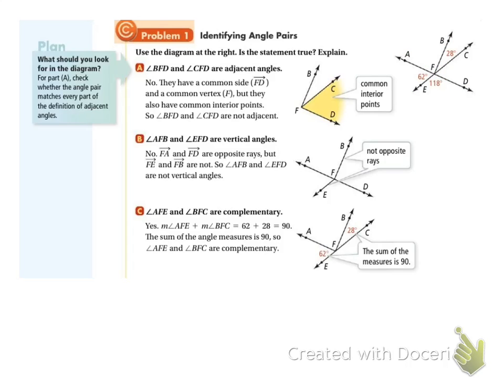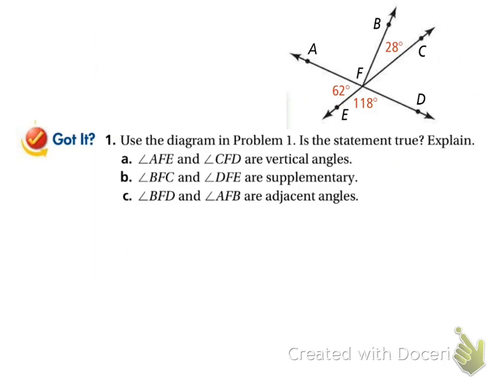And then our AFE and BFC, complementary? Well, I know that AFE is 62 degrees and BFC is 28 degrees, and 62 plus 28 equals 90. So yes, they are complementary because they add up to 90 degrees. Okay, let's try it on our own now.